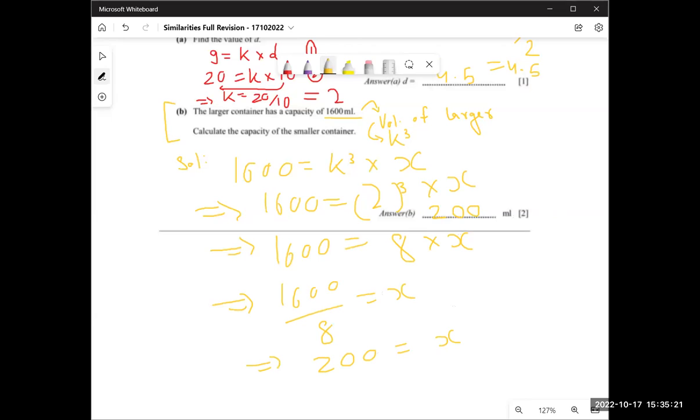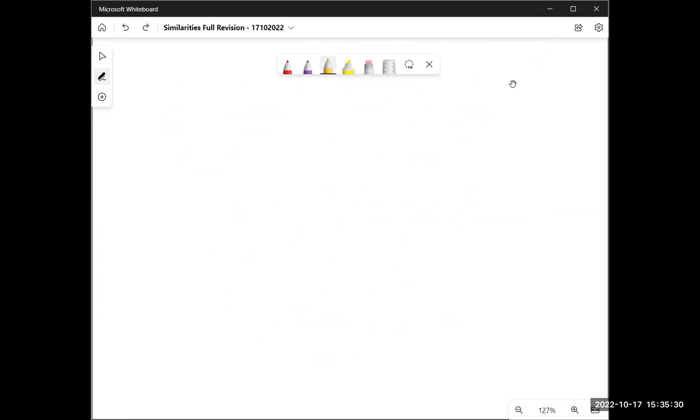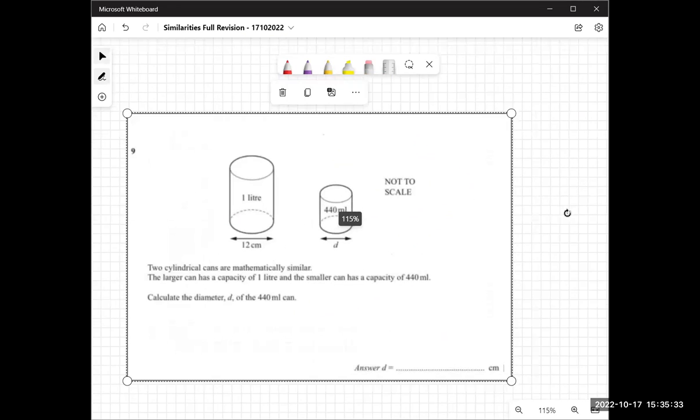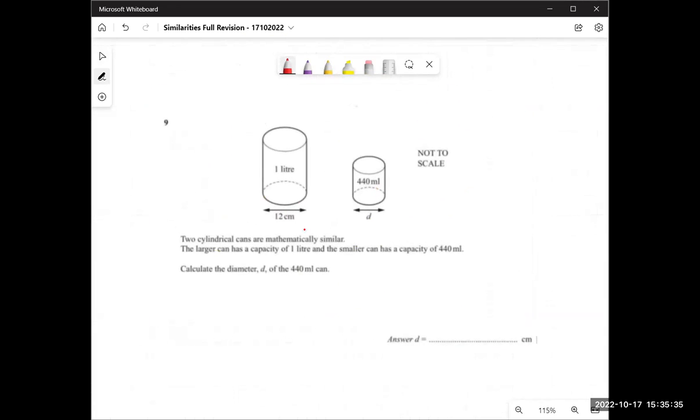I'm going to give you a similar question. Rachit, do it in your notebook and send me a picture. Now, Zahara, read the question. Two cylindrical cans are mathematically similar. The larger can has a capacity of 1 liter and the smaller can has a capacity of 400 milliliters. Calculate the diameter of the 400 ml can.